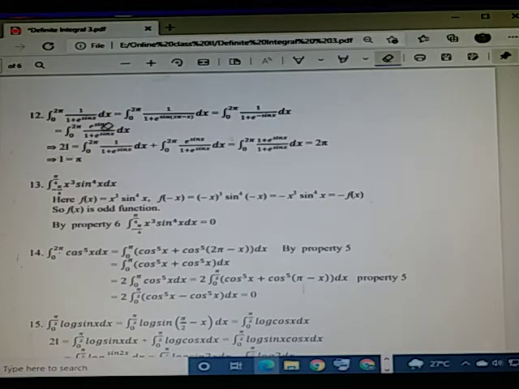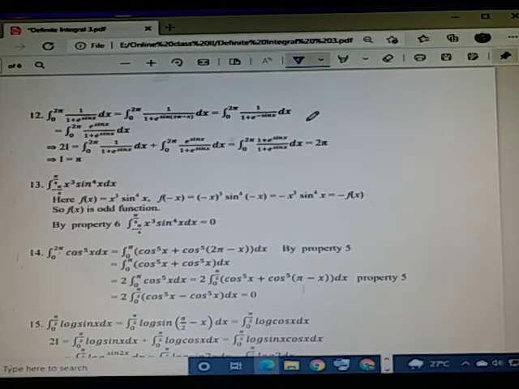So number 12, it is the integral from 0 to twice pi of 1 by 1 plus e to the power sin x. Here also we are applying property 4: the integral from 0 to twice pi of 1 by 1 plus e to the power sin of twice pi minus x. Just like the previous one, sin of twice pi minus x is minus sin x.